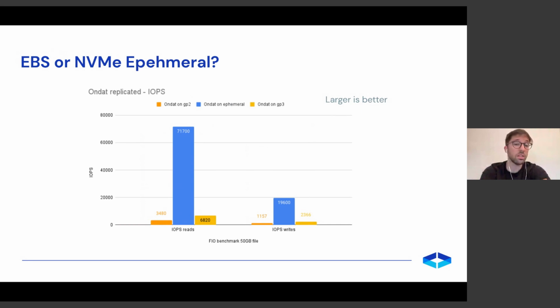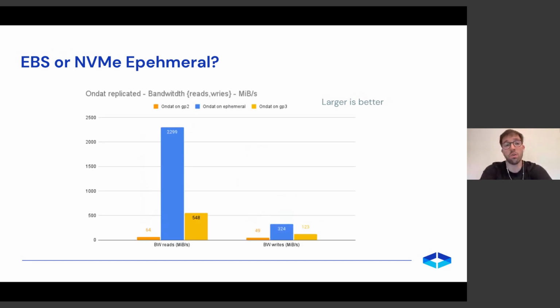What's interesting here is that GP2 volumes are burstable. And in this test, they are all fresh, so they are not bursted. But they are more unpredictable and, in the end, less predictable. They change in their performance quite often. So in this case, GP3 is a much more stable and much better technology for using EBS.